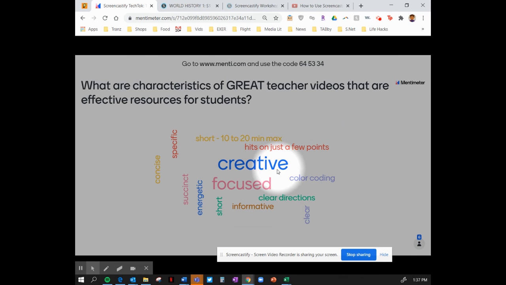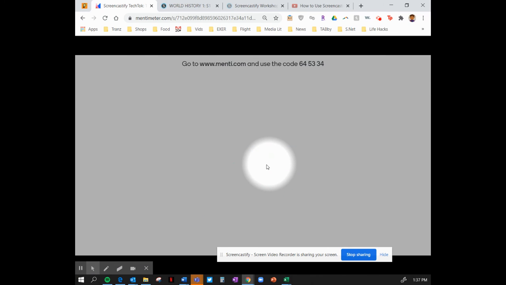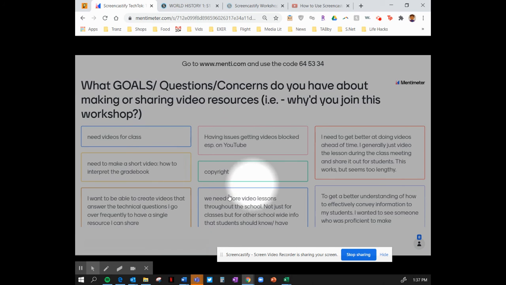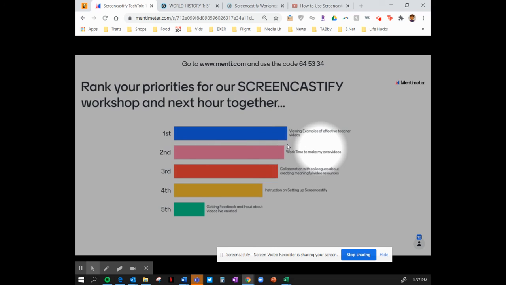So yeah, went through that and then just polled people for what their interests were for why they were here, what they were looking to get out of it. And then we did an ordering, like rank your preferences. And so most people wanted to view examples of effective teacher videos, have work time to work on their own videos, or collaborate and talk about meaningful video resources.